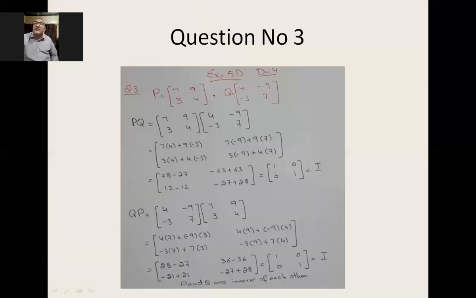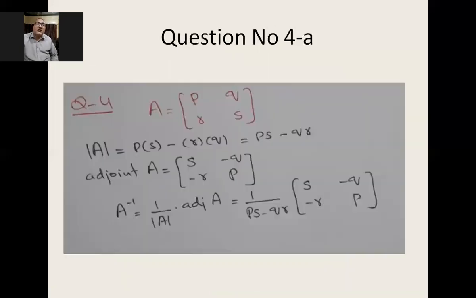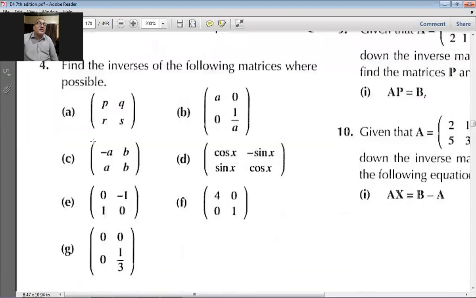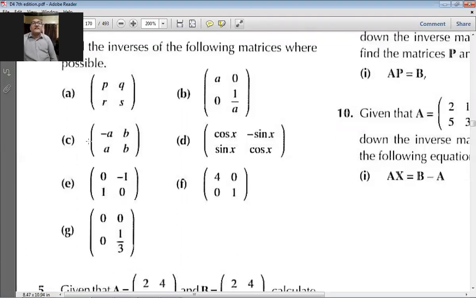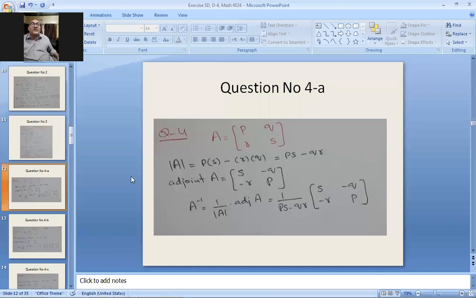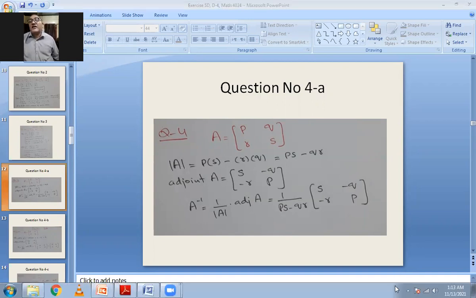Now we go to the next question. That's question number 4 coming up on your screen. So first of all, read it from the book. Question number 4 says, find the inverse of the following matrices where possible. So we have to find the inverse of the matrices. So let's start. Question number 1 is A is equal to, I just gave it its name, P, Q, R, and S. So first of all, I will find out the determinant, and you know that.